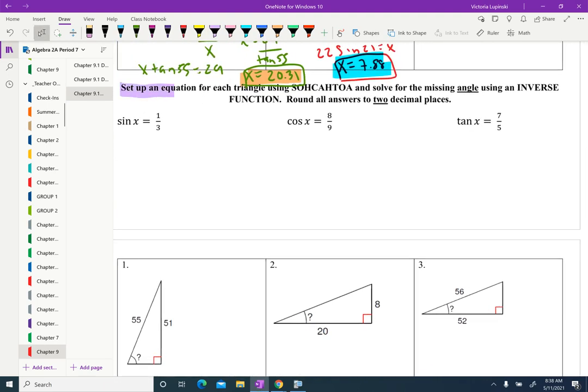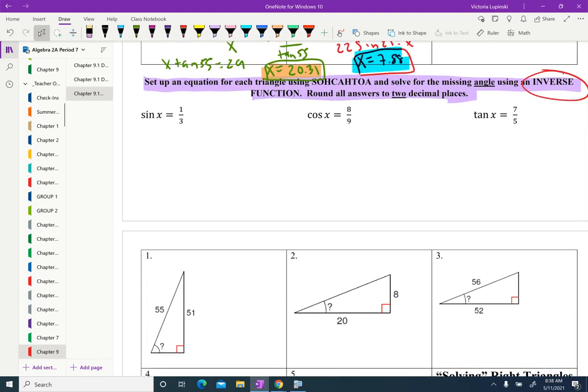If you're going to solve for a missing angle, you're still going to be using sine, cosine, and tangent, but now you also have to use something called the inverse functions. So again, I'm going to show you the setup, and then I'm going to show you how to do it both on the graphing calculator and on Desmos.